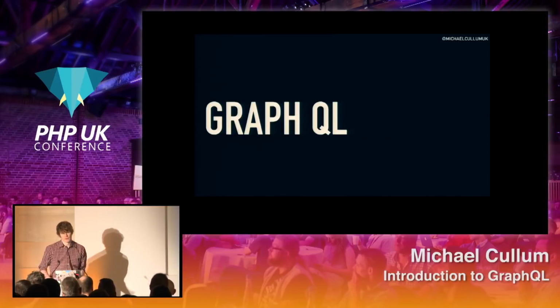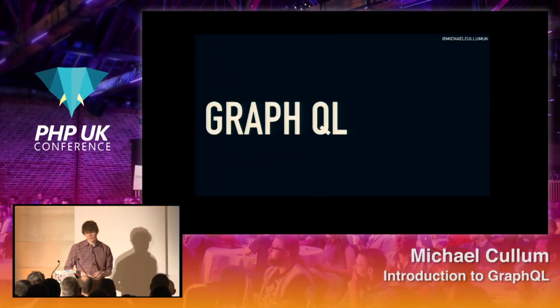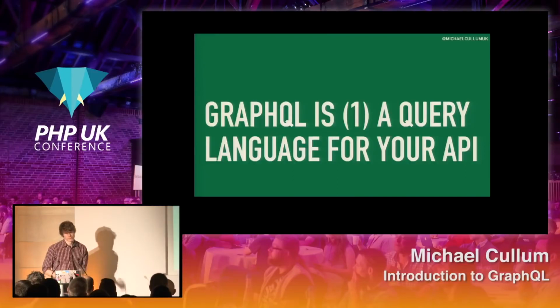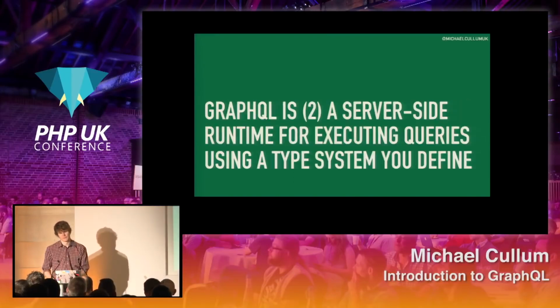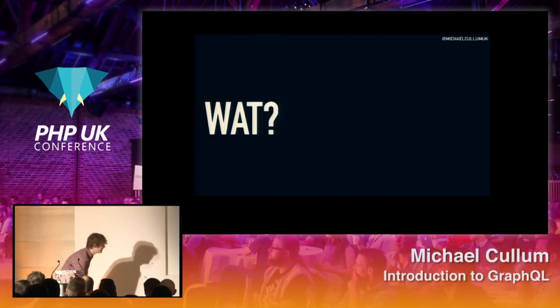GraphQL. So moving on from REST, we'll come back to the differences later. So what is GraphQL? GraphQL is two things. It's a query language for your API, and it's also a server-side runtime for executing queries using a type system you define. What does that mean?